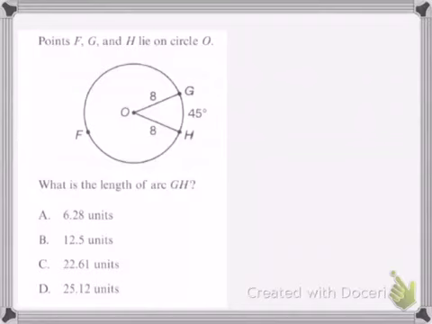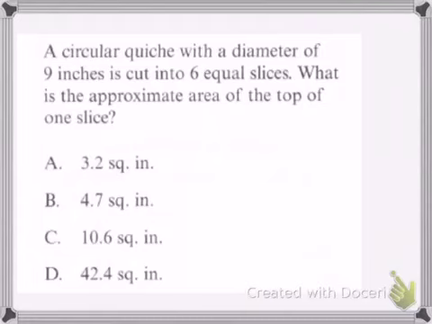Here's some multiple choice examples. Make sure you use the correct part to find the length of the arc. Again, a circular quiche, that's an egg pie with a diameter of 9 inches, is cut into 6 equal slices. What is the area of the top? I would draw a picture here.